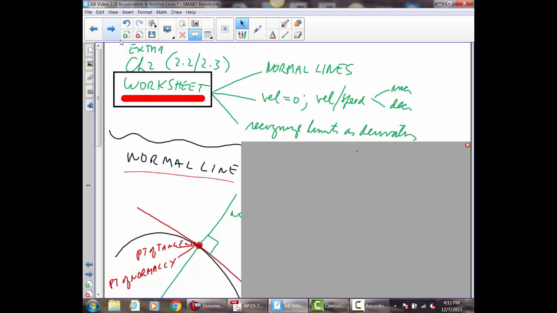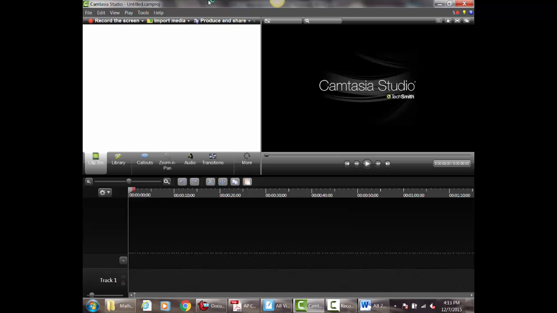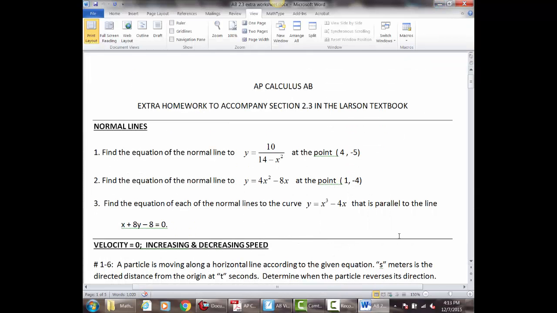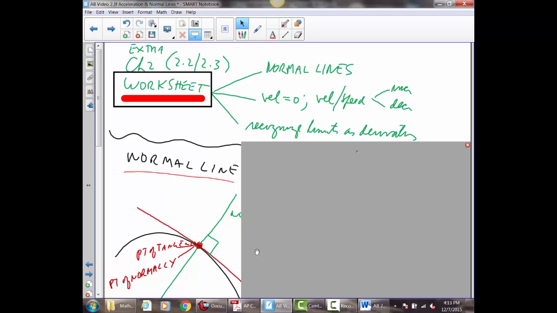Okay, so there is a worksheet here. I'm going to pause right here and pull up that worksheet. Okay, so let me have you look at this worksheet. Now, there's a few things on this worksheet. These are a couple of things that the book doesn't do a very good job of, or doesn't do at all. One of those is normal lines, which I'm about to talk about. Another one is when is the velocity zero, when is the velocity increasing, decreasing, when is the speed increasing, decreasing, and recognizing limits as derivatives.